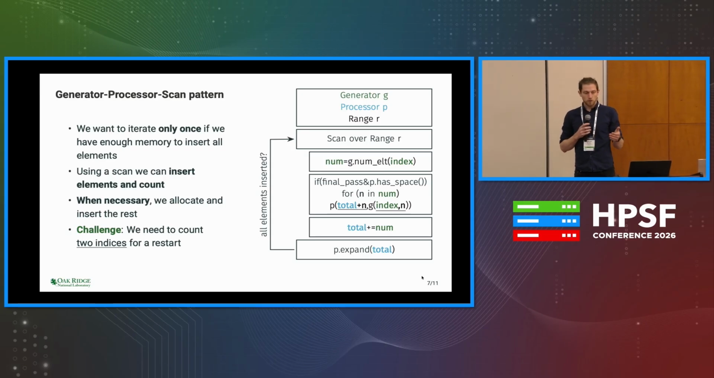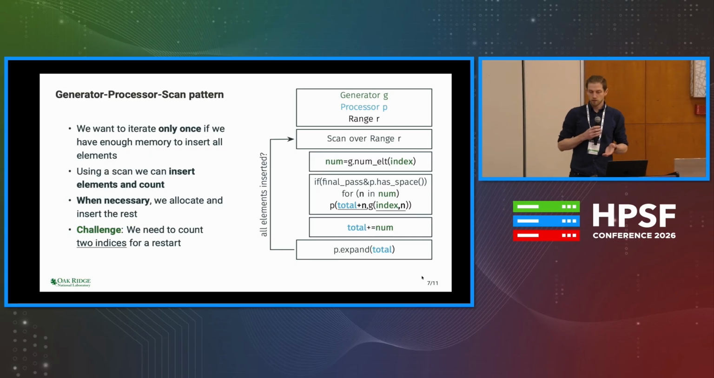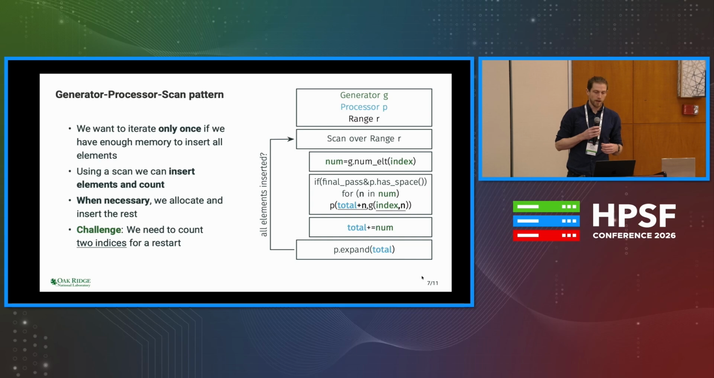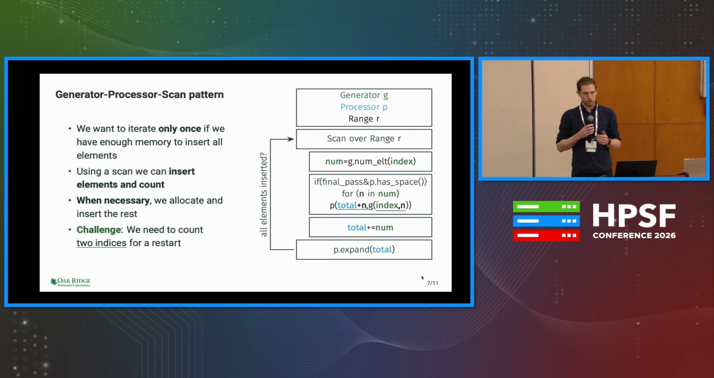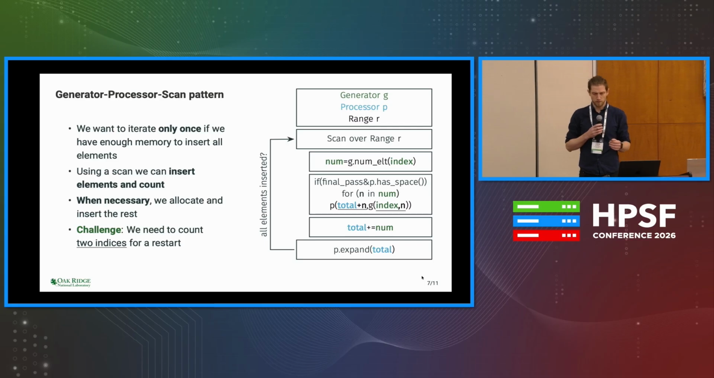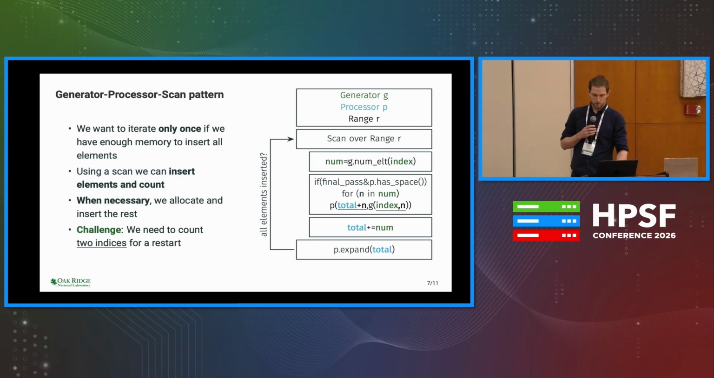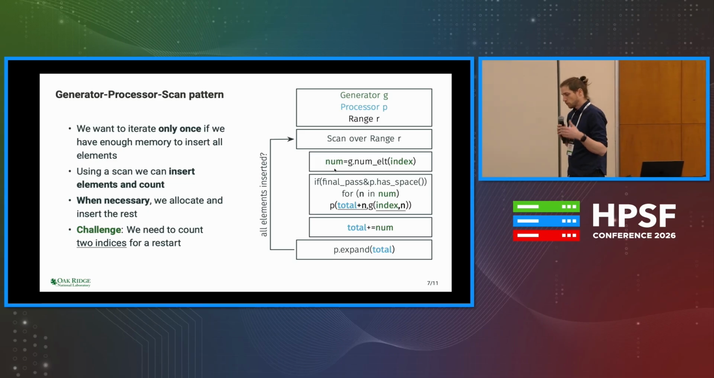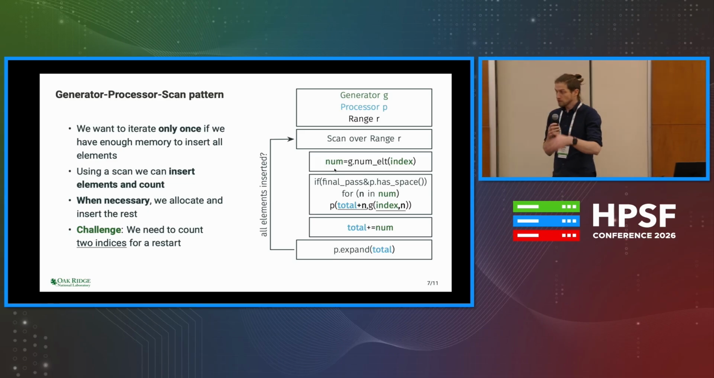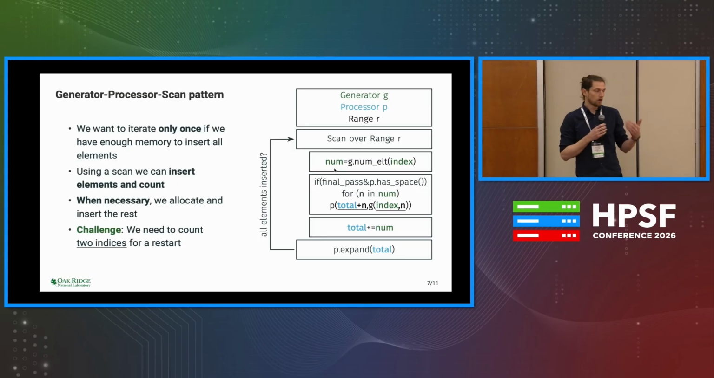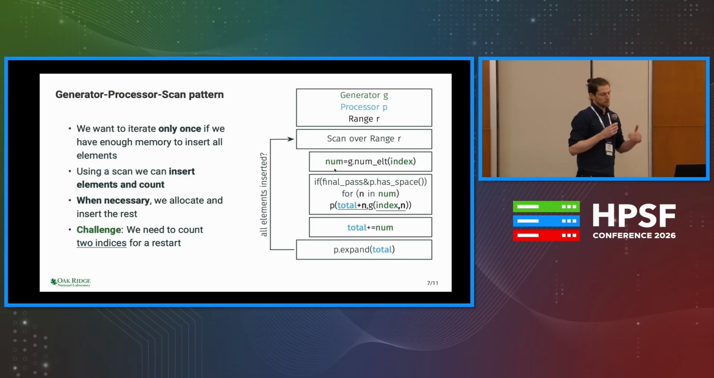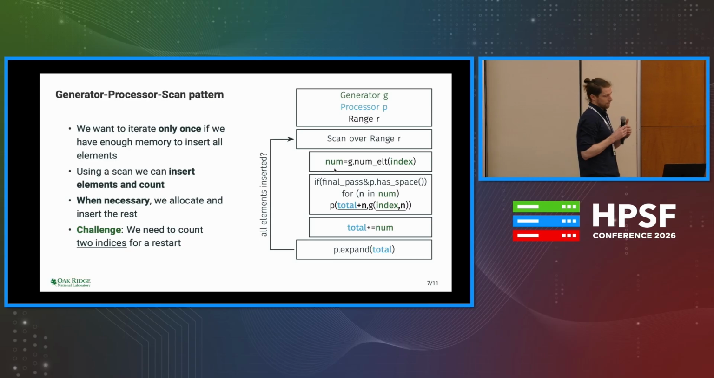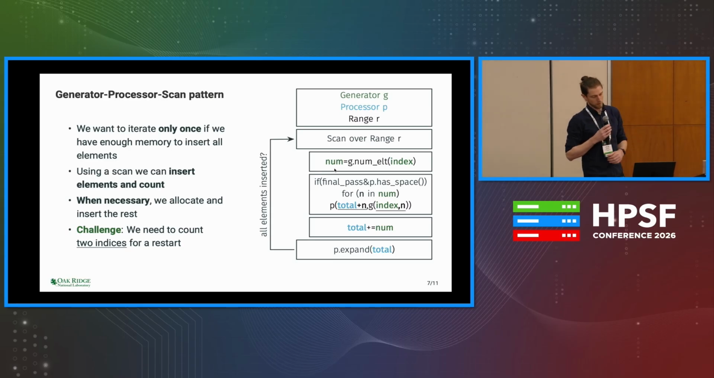And the first thing I do is I do a parallel scan over the range. In every iteration, I ask the generator, hey, give me how many elements do you want to insert at a certain position. That's the num in this block. And our parallel scan reserves the right to pass multiple times over something, and only if it's a final pass, you have a bifurcation and you can do something different.